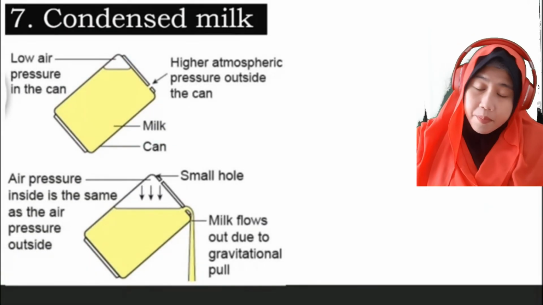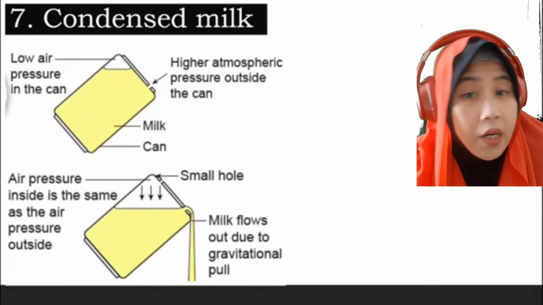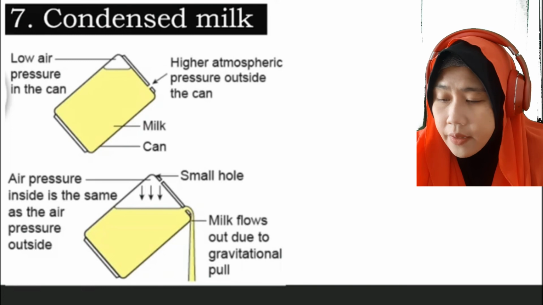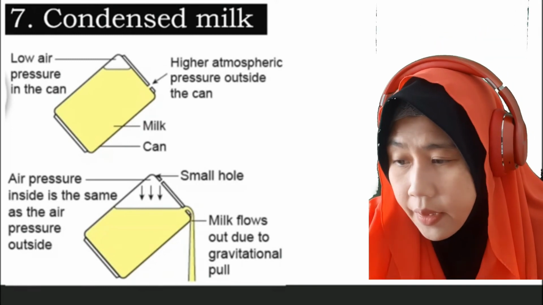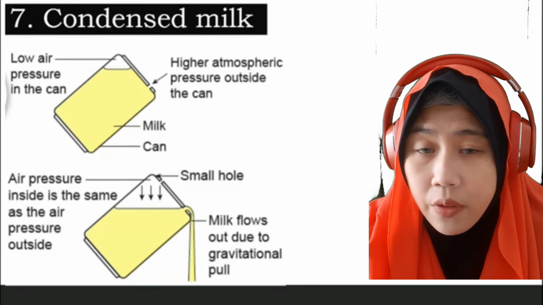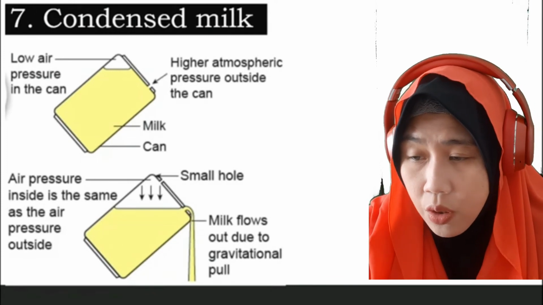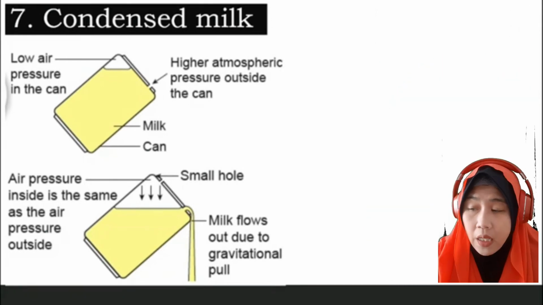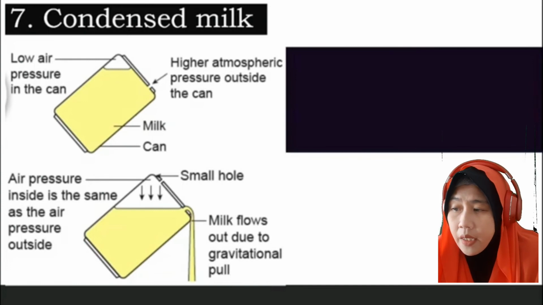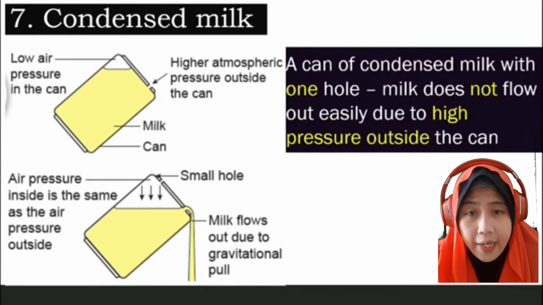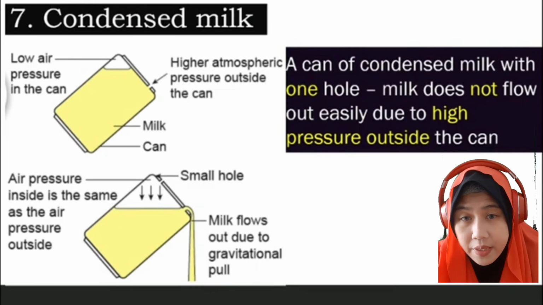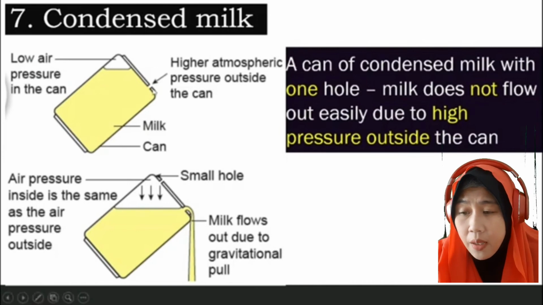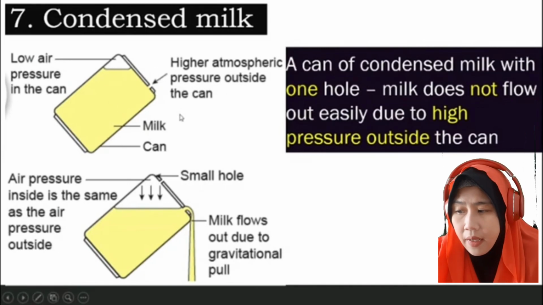Now let's look at example number 7. This is very important, especially when you are in Form 3. Let's discuss. Only one hole. What happened? Actually, the milk will not flow easily. Why did I say so? Because of the high pressure outside the can. As you pour the milk, there will be lower air pressure inside the can. So when there's a lower pressure inside the can, the outer pressure, or the atmospheric pressure, will be higher. So it will push the milk back into the can.